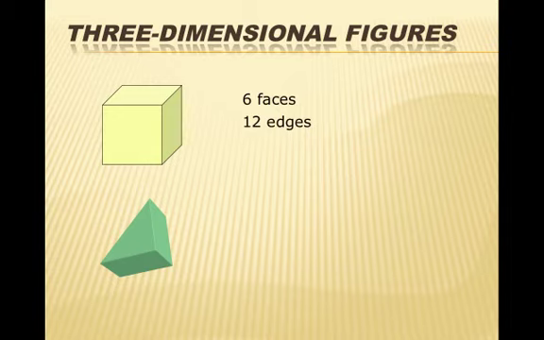12 edges, and then vertices. How many vertices would it have? That would be 8. There would be 8 vertices there. So you could probably have been able to tell just based on the fact that there are 6 faces: 6 plus something minus 12 equals 2. So that's another way of thinking about it.